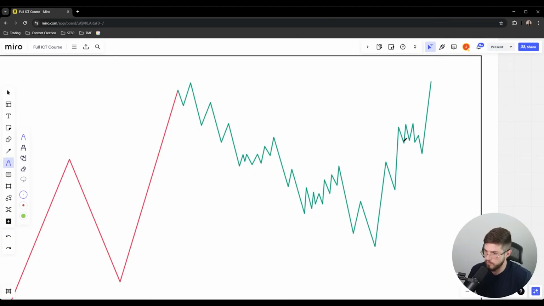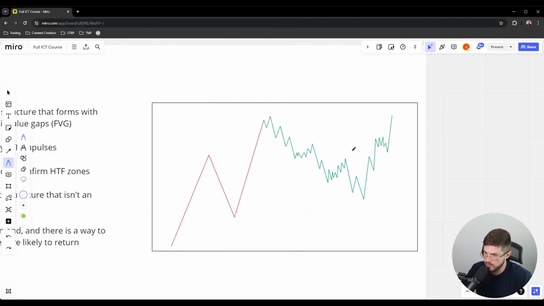Vice versa, if you were bullish right here because the market is impulsing up, you would look to buy below lows because you want to buy below lows. Ideally in key levels like fair value gaps or any of the other levels like order blocks or breaker blocks that we're going to talk about here in just a minute.